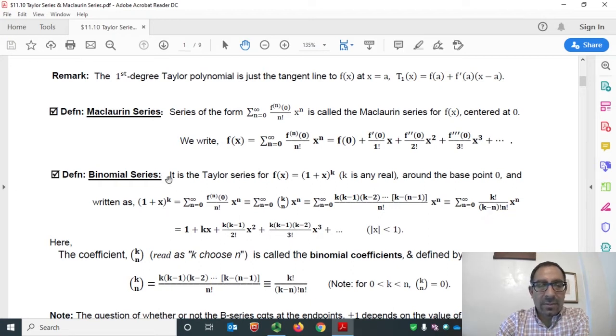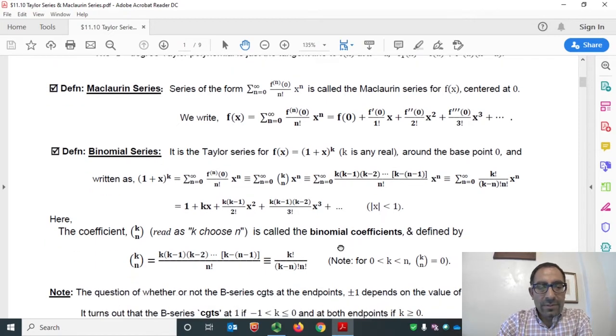So (1 plus x) to the power k turns out to be 1 plus kx plus k times (k minus 1) over 2 factorial times x squared, plus k times (k minus 1) times (k minus 2) over 3 factorial times x cubed, plus dot dot dot. The coefficient k choose n is called the binomial coefficient and is defined by k choose n equals these expressions, or in factorial form, which I put already here and here. Great.